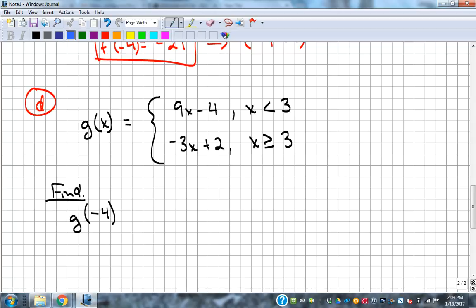So that's what we have to do if we're finding a function value with a piecewise: we look at this x value and say, okay, where does it fit? Well, is -4 greater than 3? No, that's false. That doesn't work. Is -4 less than 3? Yes. So that's the one I want to use. I'm going to use the first part. So I plug that into 9x minus 4 and work that out. That'd be -36 minus 4, so g of -4 is equal to -40.